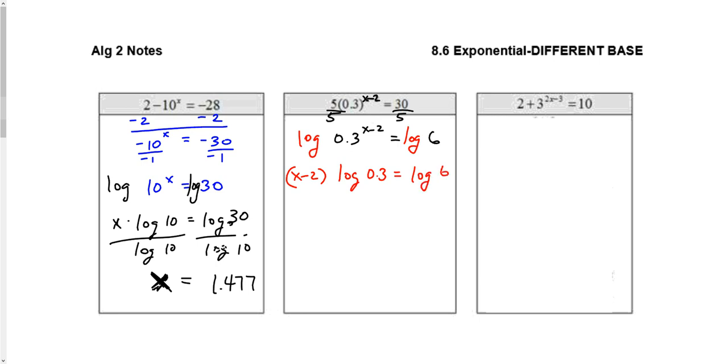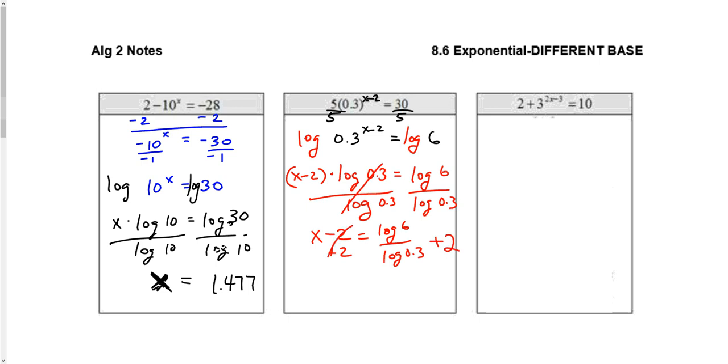Then I need to get the x minus 2 by itself. Since these are being multiplied, I can divide it out. Because remember, log of anything is just a decimal. So I have log 0.3, so these cross out. So x minus 2 equals log 6 over log 0.3. Then I just have to add 2 to both sides. And that's all calculator work from there.